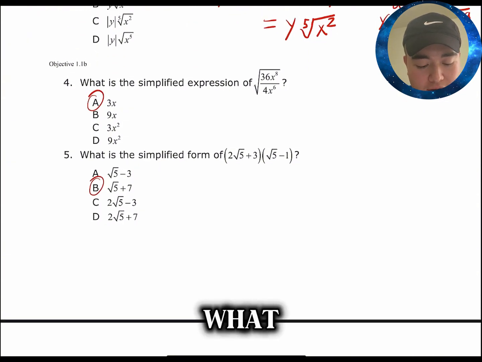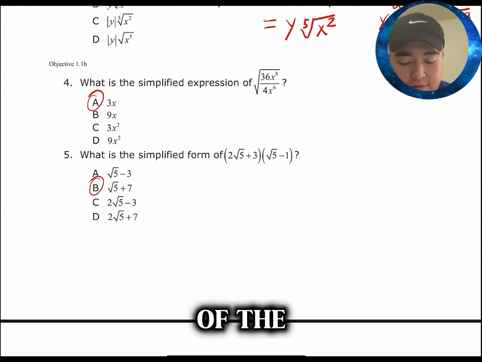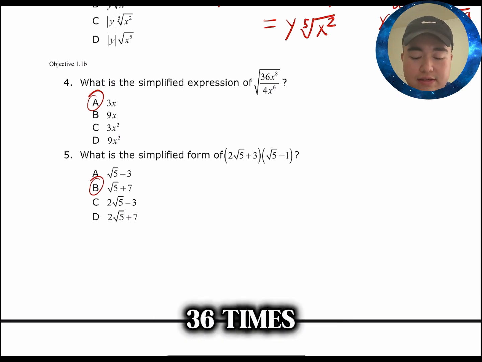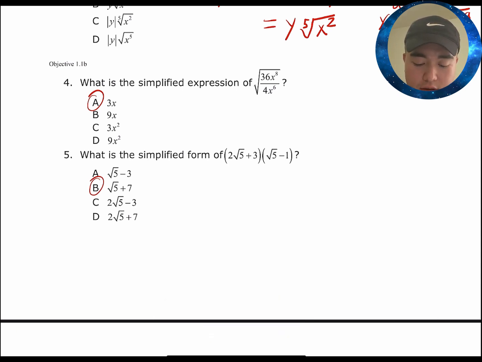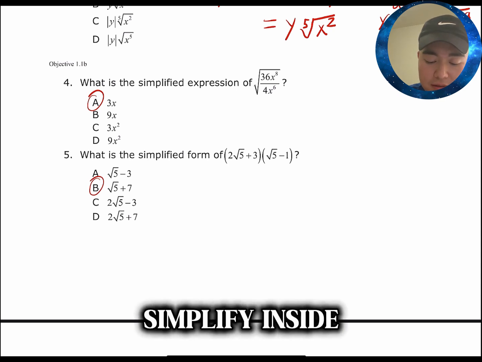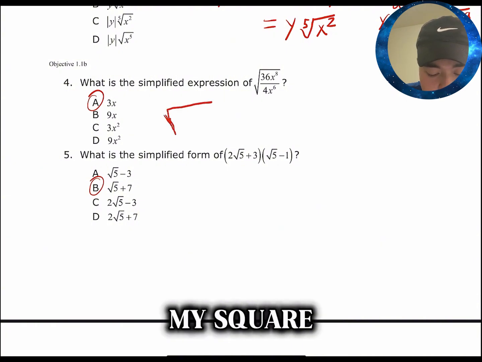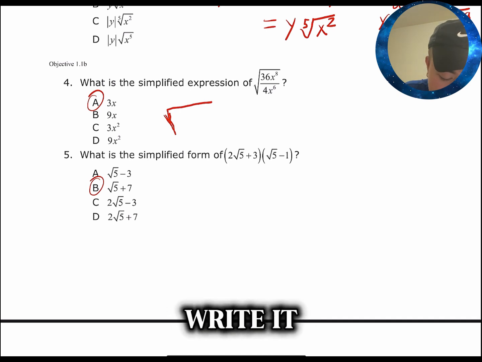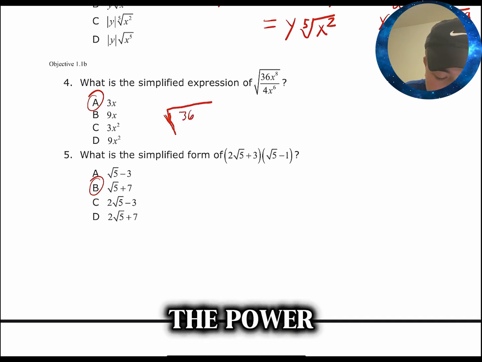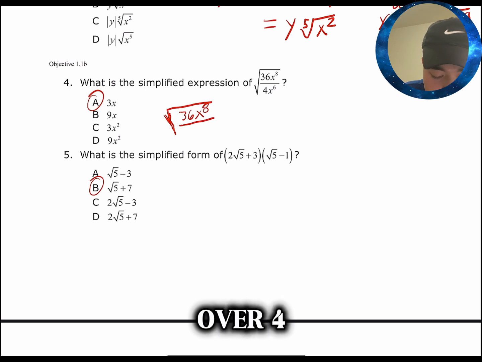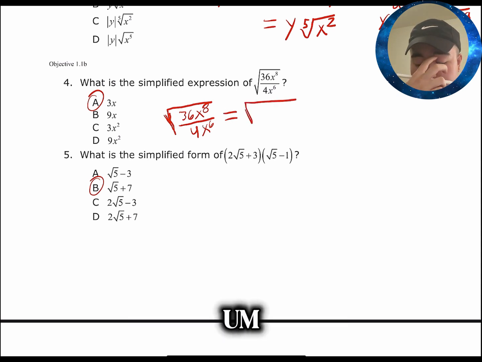So number 4, we have what is the simplified expression of the square root of 36 times x to the power of 8 all over 4 times x to the power of 6. For this one, I'm going to simplify inside the radical. So we have the square root of, sorry, my square root looks bad, but I'm going to write it out. So 36 x to the power of 8 over 4 x to the power of 6. So I'm going to simplify it on the inside.